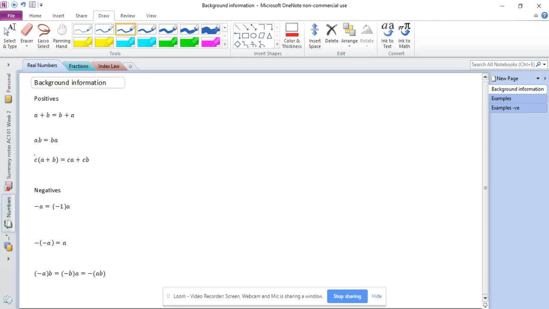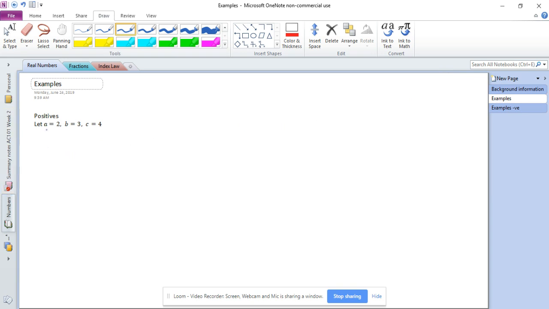So the left hand side is equal to the right hand side because the left hand side is C times A and then C also times B. So that's why it's equal to CA plus CB. Let's look at some examples of how to apply these properties.